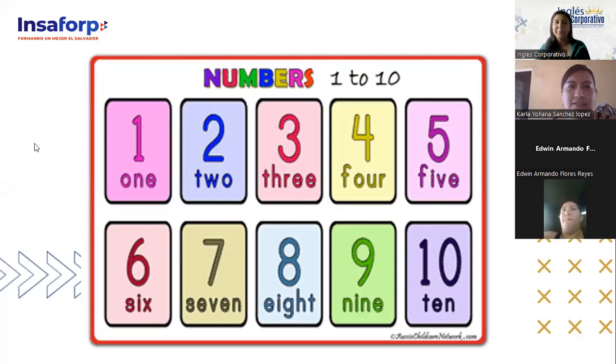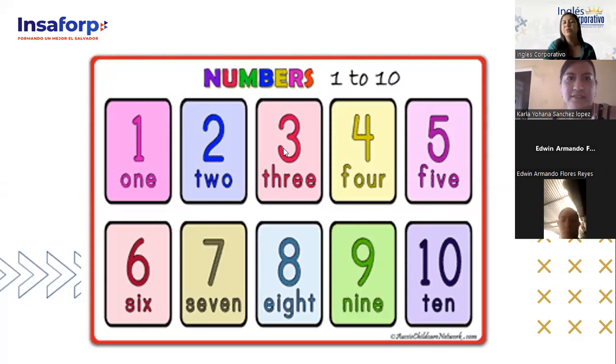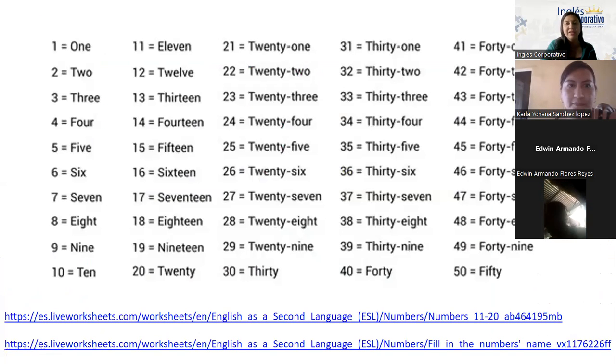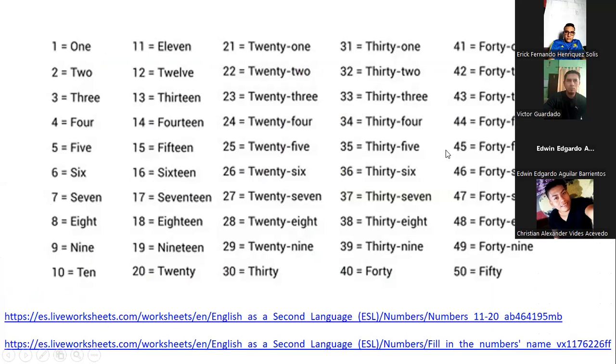Okay, so we have the numbers, right? And to exchange phone numbers, we just need the numbers from 0 to 10, right? But it's important to know how to say the more numbers. For example, in the next slide, you can see the numbers from 1 to 50. Carla ya nos dijo del 1 al 10. Vamos a ver quién, un voluntario que nos diga del 11 to 20. One volunteer from 11 to 20?